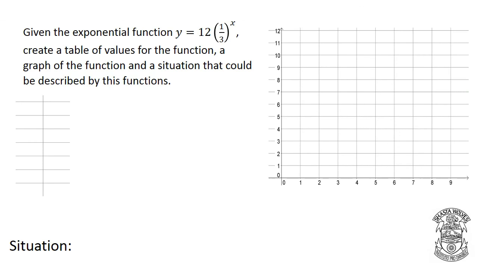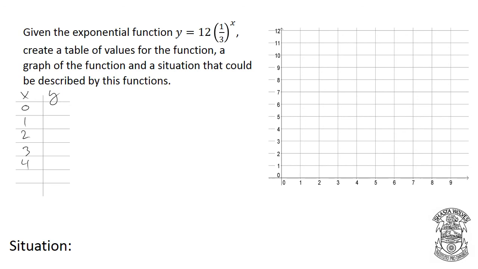Given the exponential function y equals 12 times (1/3) to the x, create a table of values for the function, a graph of the function, and a situation that could be described by this function. So I'm going to quickly generate some x-y values here. So here's an x and here's a y. Especially with an exponential function, I like to look at 0, 1, 2, 3, maybe stop at 4.